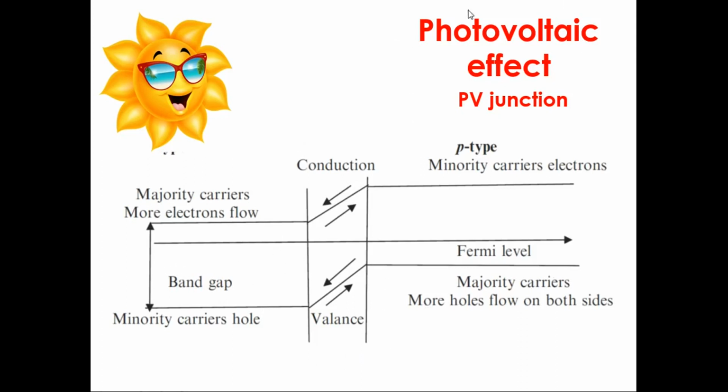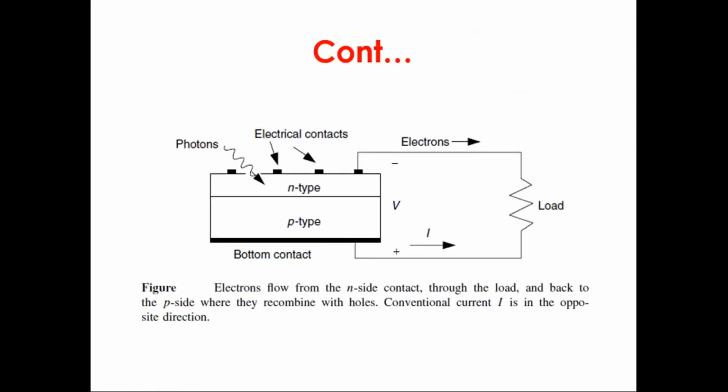So the photovoltaic effect will be developed in the cell, and for the PV junction, that is the photovoltaic junction, if the load is connected over here, a significant amount of power will flow from the material, that is from the PV cell, to the load.